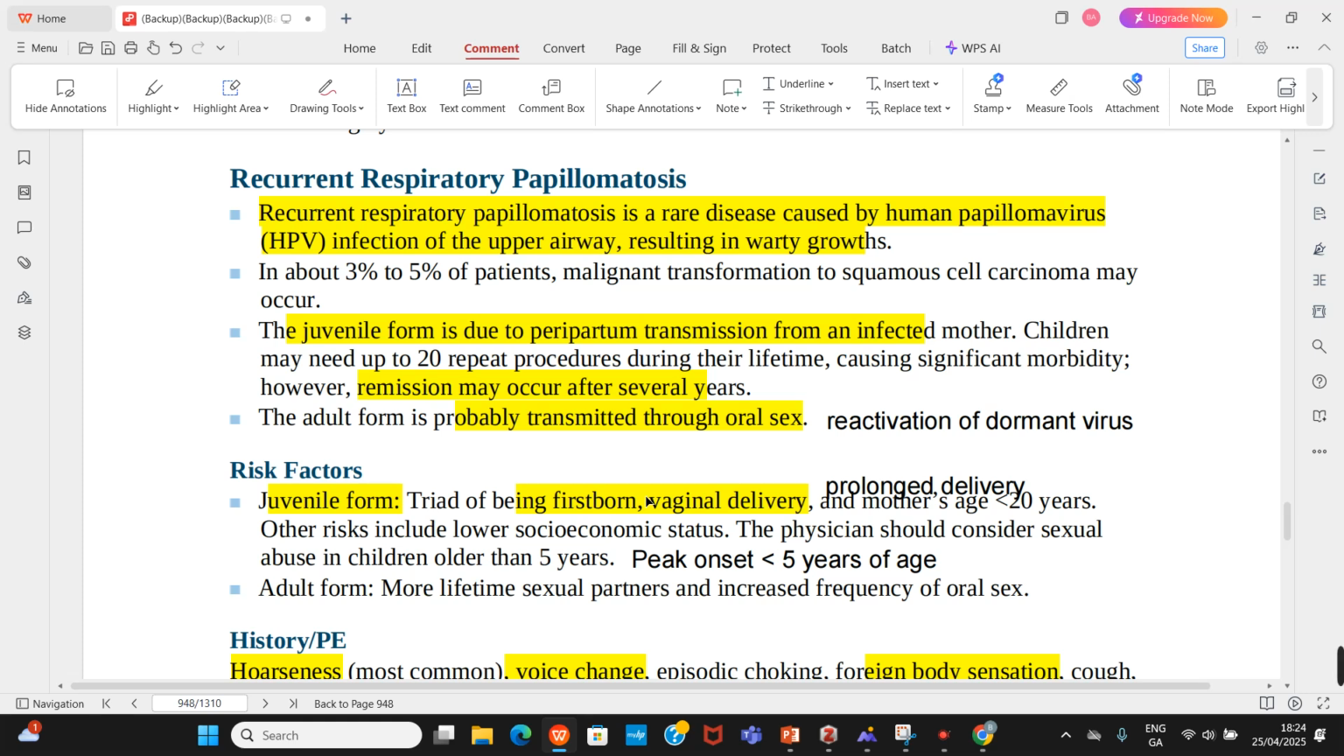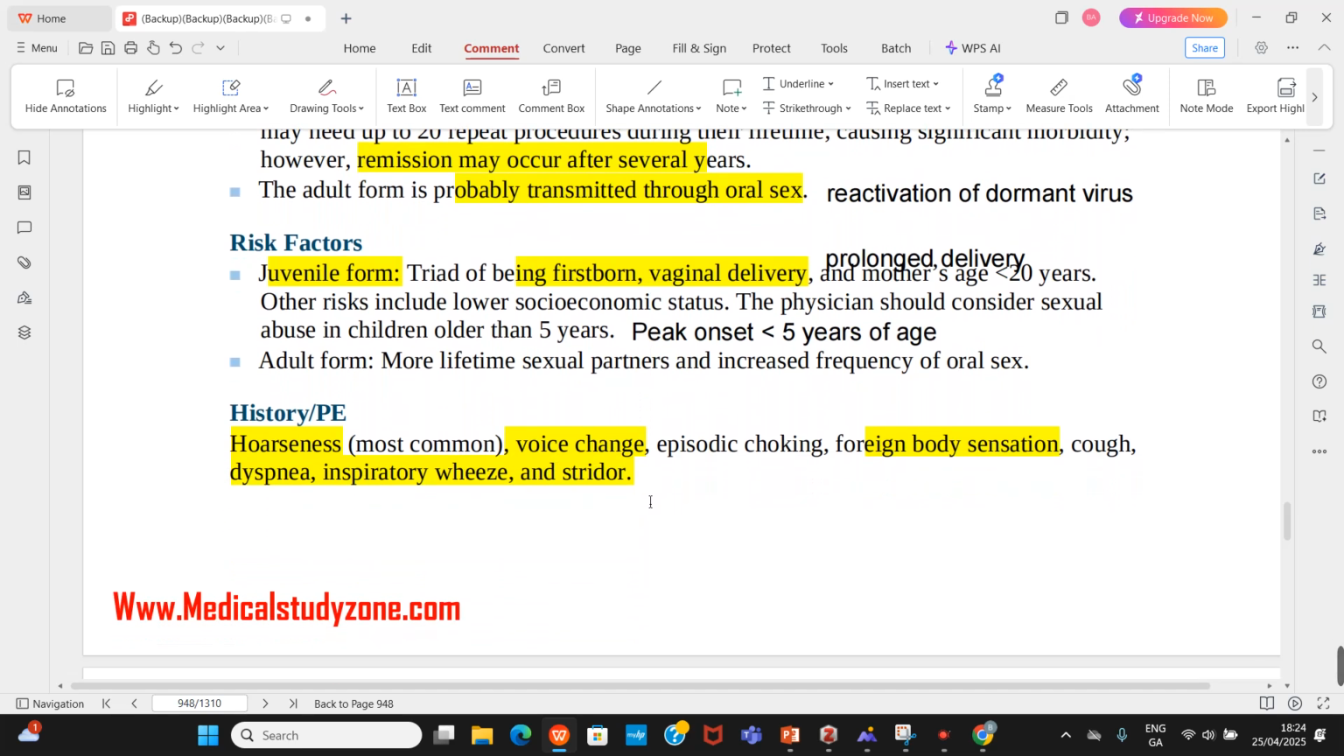For the adult form, they get it through oral sex. So what are the risk factors for the juvenile form? People that are firstborn, people delivered through the vaginal route, and mothers less than 20 years. Those are the risk factors. But anybody older than 5 years that has it, you should consider sexual abuse, because the juvenile form will have manifested before 5 years.